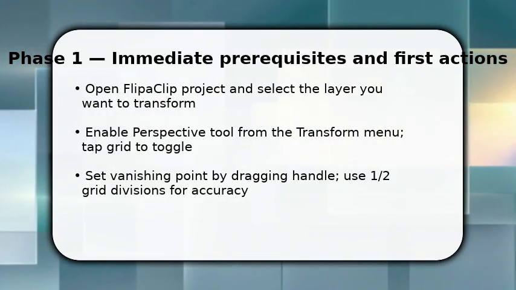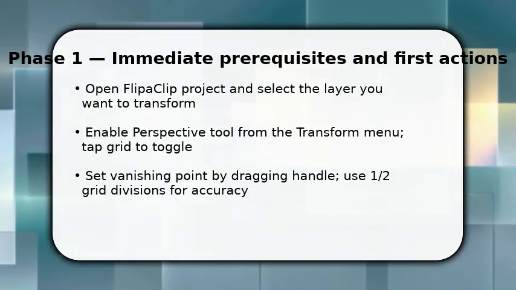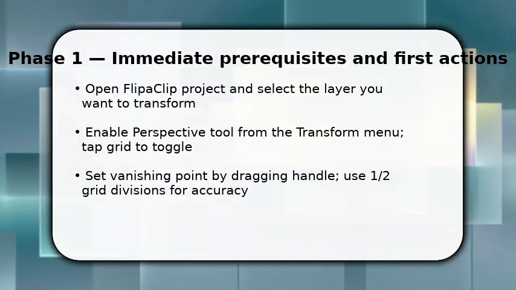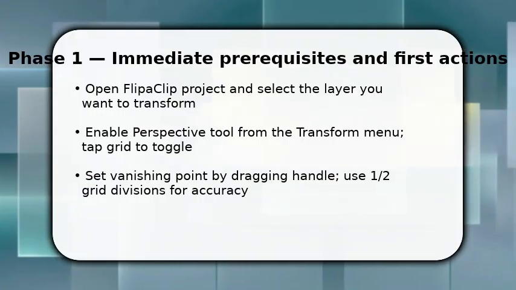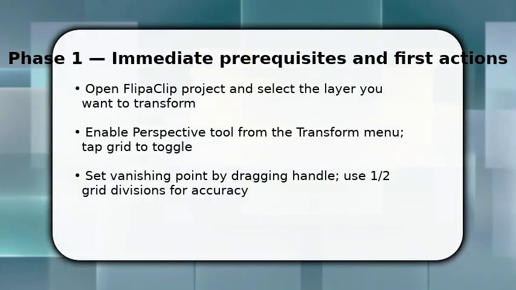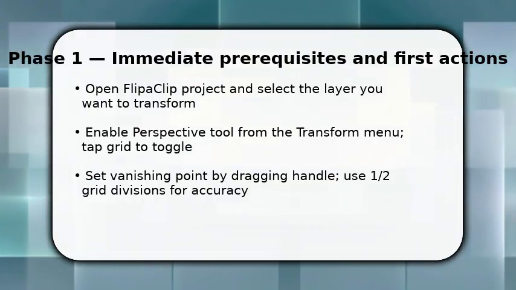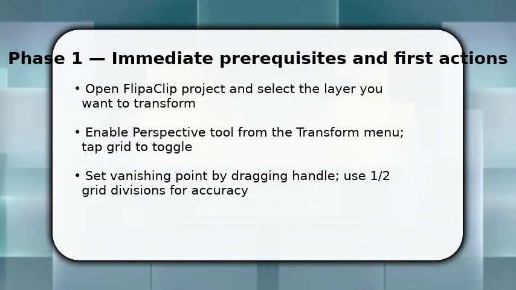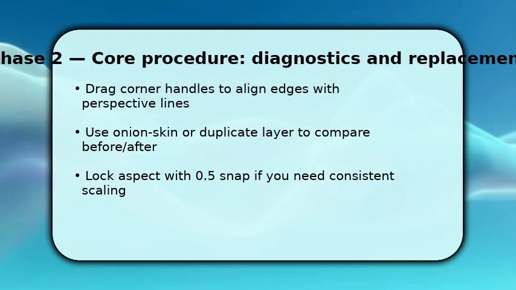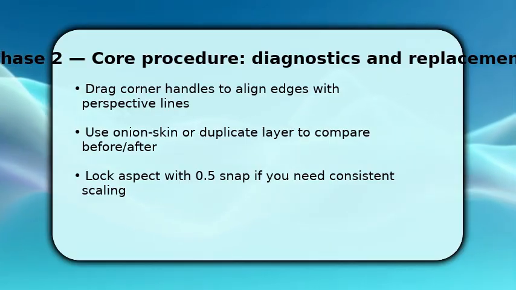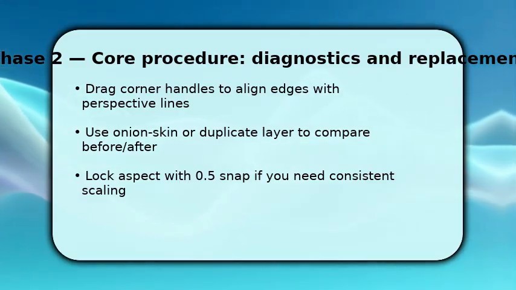Once done, use the grid toggle to see 1/2 or full divisions for reference and pinch to zoom for precision. Make small adjustments first, because subtle moves create believable depth without distorting proportions. Now refine the transformation. Drag each corner handle so edges match the implied perspective lines. This is how you control foreshortening.